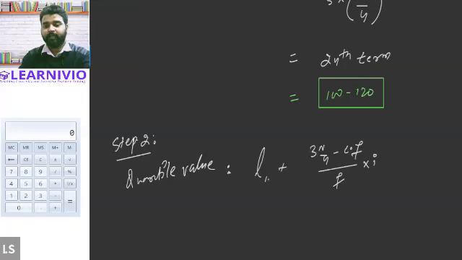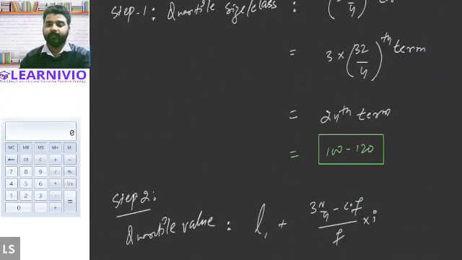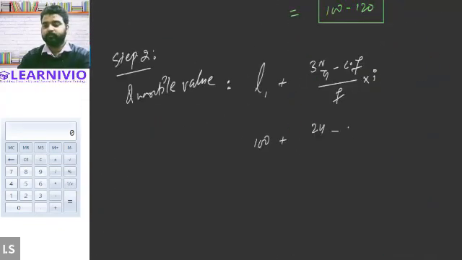Now, in place of L1, we can write down 100, right? 100 plus 3n by 4, which we have got as 24, minus cumulative frequency. The cumulative frequency we have got is 20, so we will write down 20. The frequency we have got is 5, and the class interval is, as we know, 20. Now we will simply calculate this equation and find out the upper quartile value.